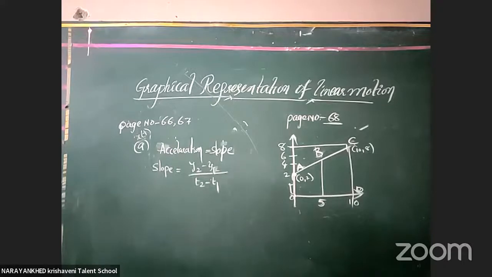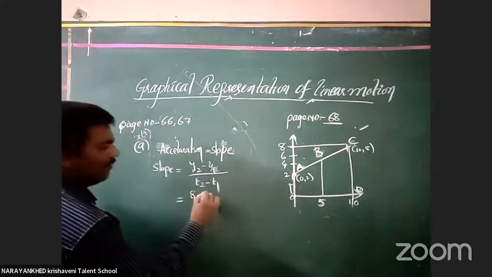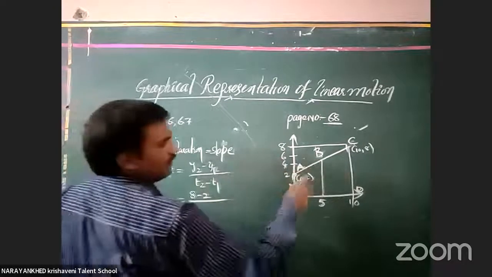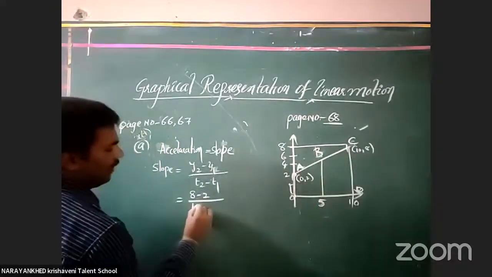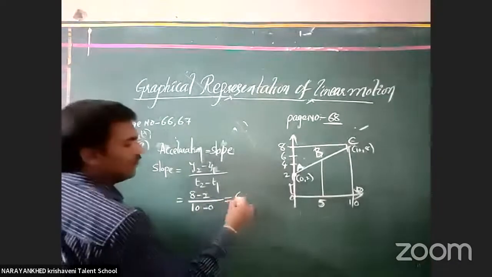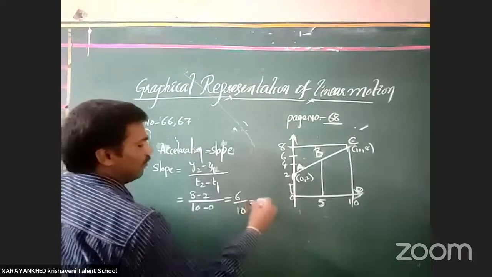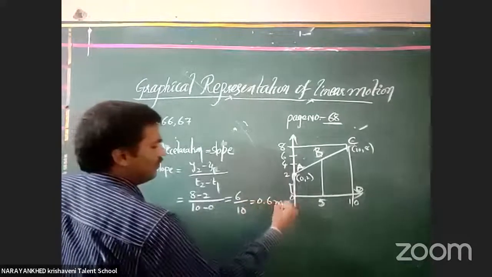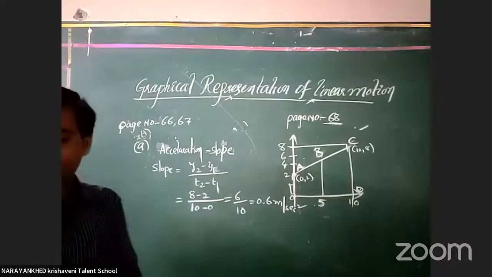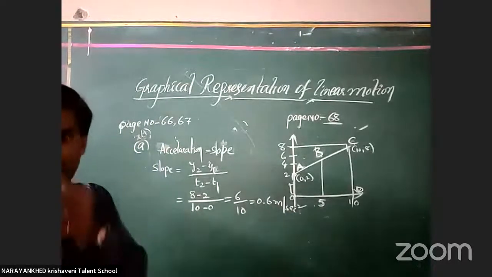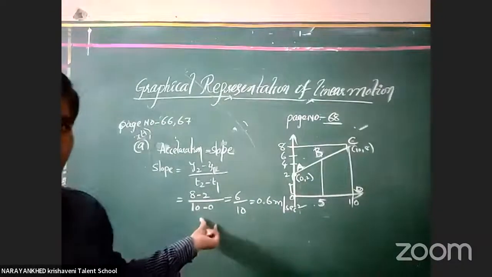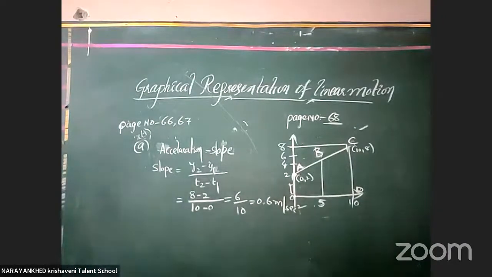Now it becomes the y coordinates, 8 minus 2, over t2 minus t1. What is t2 here? The x coordinates, 10 minus 0. Got it or not? Now it becomes 6 by 10. It becomes 0.6 meter per second square. This is the acceleration. Okay, clear or not, all the students? 0.6 meter per second square. This is the acceleration. Note it down once. Next.